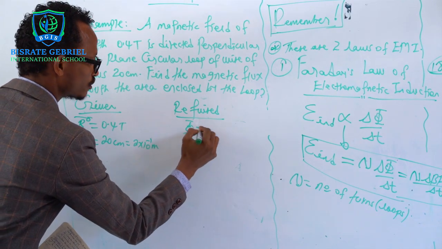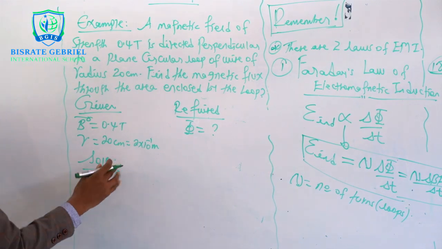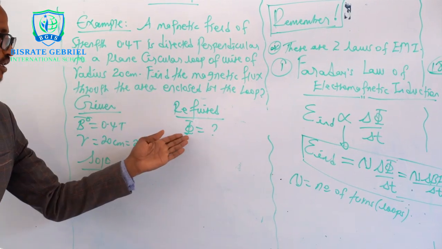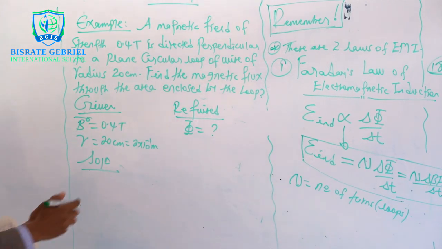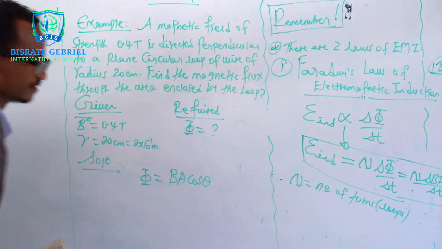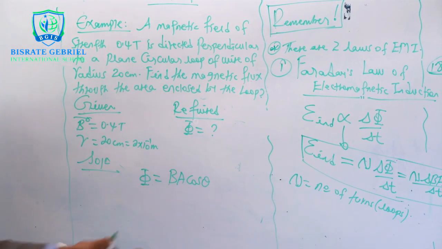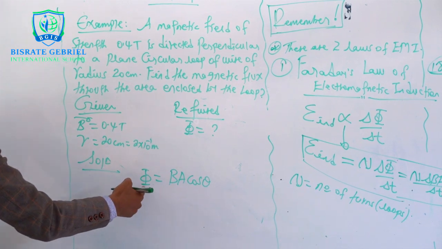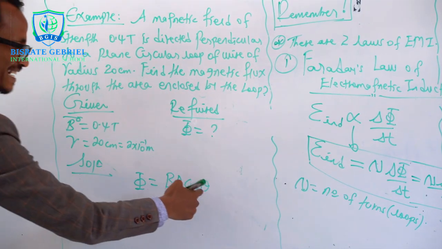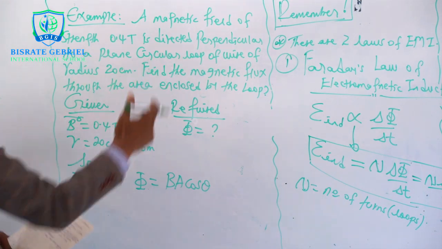It is denoted by phi, which is equal to how much? How can we solve the given problem? We have to use the equation phi equals BA cos theta. Here we have the value of B, but we don't know the value of A. So first we have to know the area of the circular loop and the angle that the magnetic field makes with respect to the normal to the circular loop.